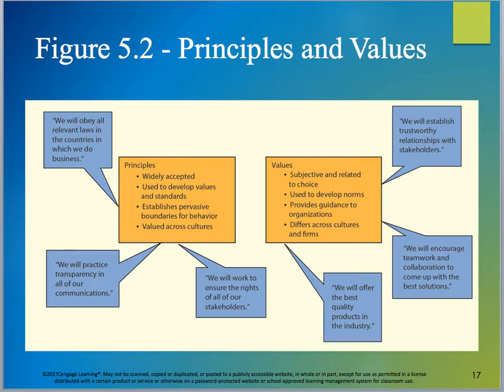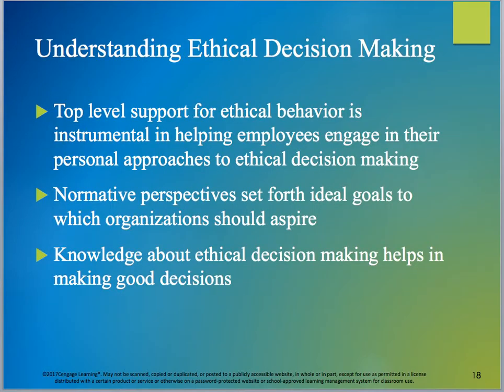Your values are subjective and they're related to choice. You use them to develop norms. They differ across cultures and different organizations. They provide guidance to your organization. So, for instance, you could say we will offer the best quality products in the industry. We will encourage teamwork and collaboration to come up with the best solutions. We will establish trustworthy relationships with stakeholders. You could see the principles versus the values. There are clear boundaries for behavior when you talk about principles. And when you talk about values, they're very subjective, and it's just guidance. This would be nice, right? There's a difference. This is what would be nice if we could do this.